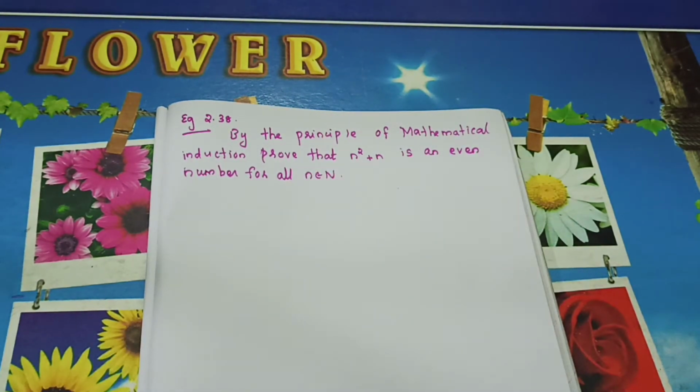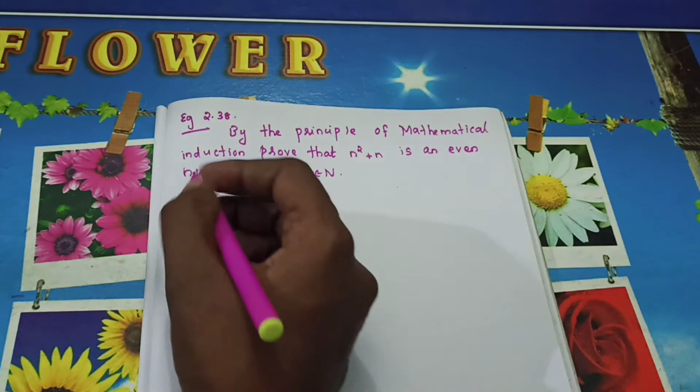Okay, so by the principle of mathematical induction, we need to prove n square plus n is an even number. So what are the even numbers? All of you know what's the even number, what's the odd number? Yes. Okay, in your class you learned, is it right? What is even number? What's the prime number? What's the odd number? So same thing. We need to prove n square plus n is an even number for all n belongs to N. So same thing. Solution.